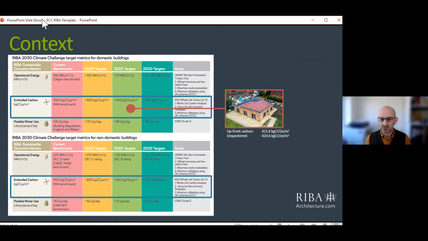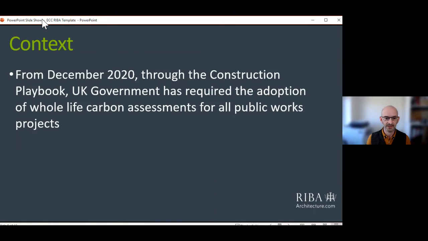Interestingly, I worked on a project, Larch Corner, and we calculated the upfront carbon, the embodied carbon, and that was coming in at 421 or 422 kilograms of carbon dioxide, and whilst it sequestered a similar sort of quantity, that puts us very much into that 2025 target, even though everything above the ground was timber. But that does include the renewables that are involved as well. So there's quite a lot to dig into there.